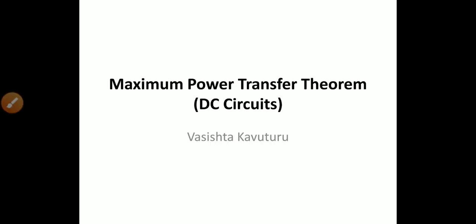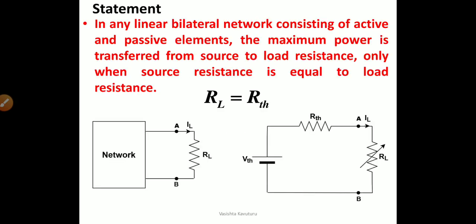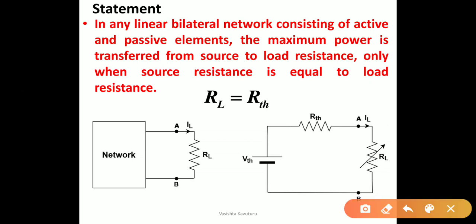In this video, we will see the maximum power transfer theorem for DC circuits. The statement for the maximum power transfer theorem is: in any linear bilateral network consisting of active and passive elements, the maximum power is transferred from source to load resistance only when the source resistance is equal to the load resistance. So the condition here is RL is equal to RTH, that is, load resistance is equal to the source resistance. Under this condition only, the maximum power is transferred from source to load.